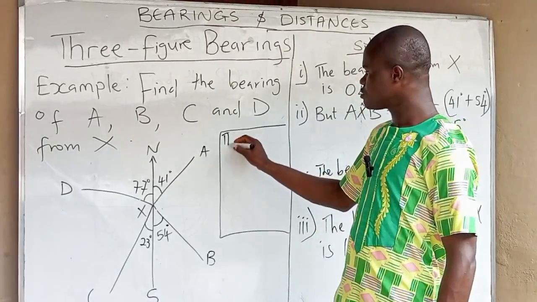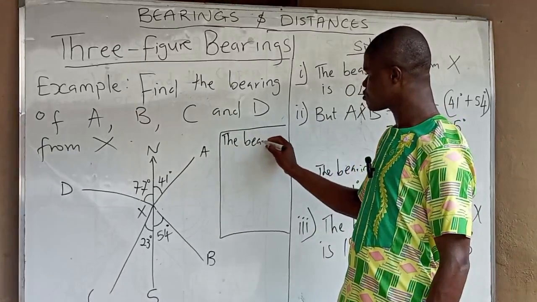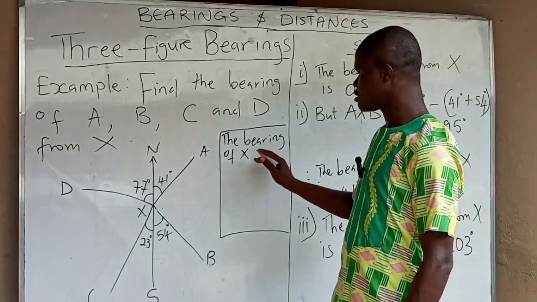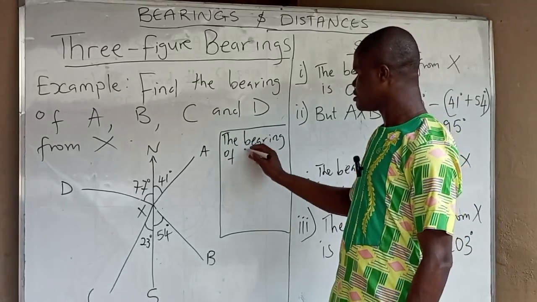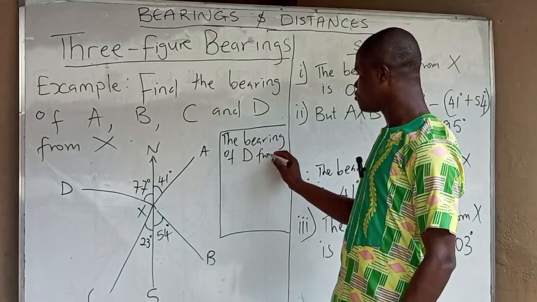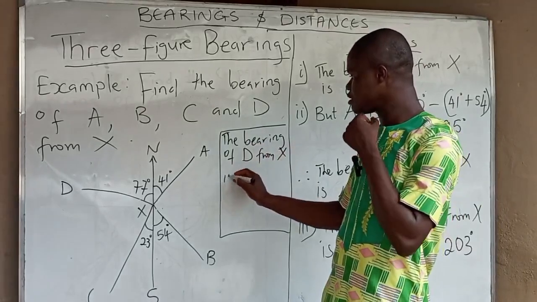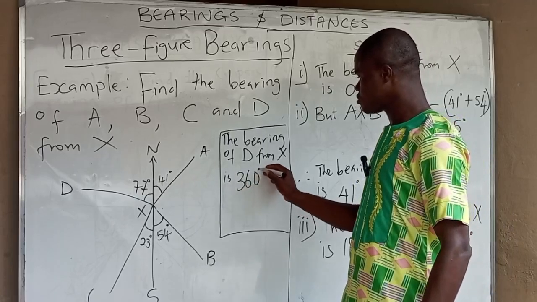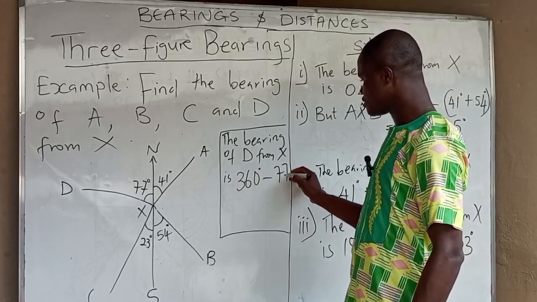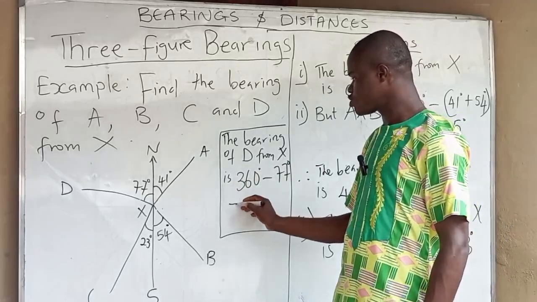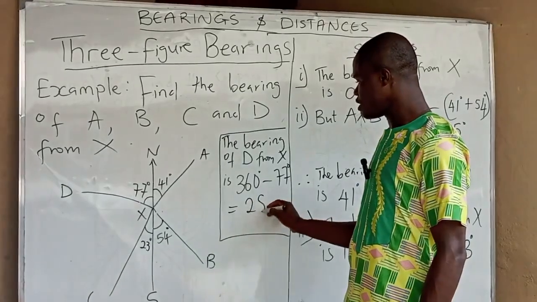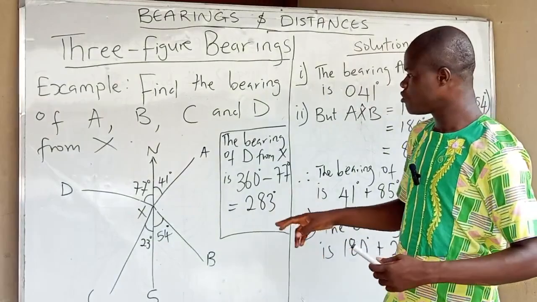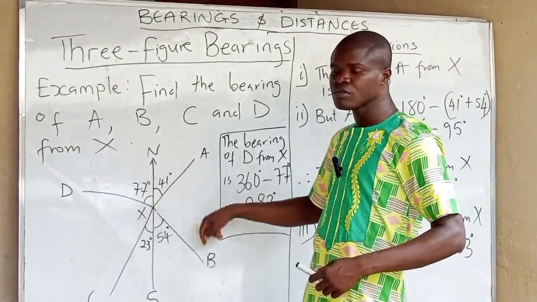So the bearing of D from X is going to be 360 degrees minus 77 degrees. So this will give us 283 degrees. So that is the value for the bearing of D from X.